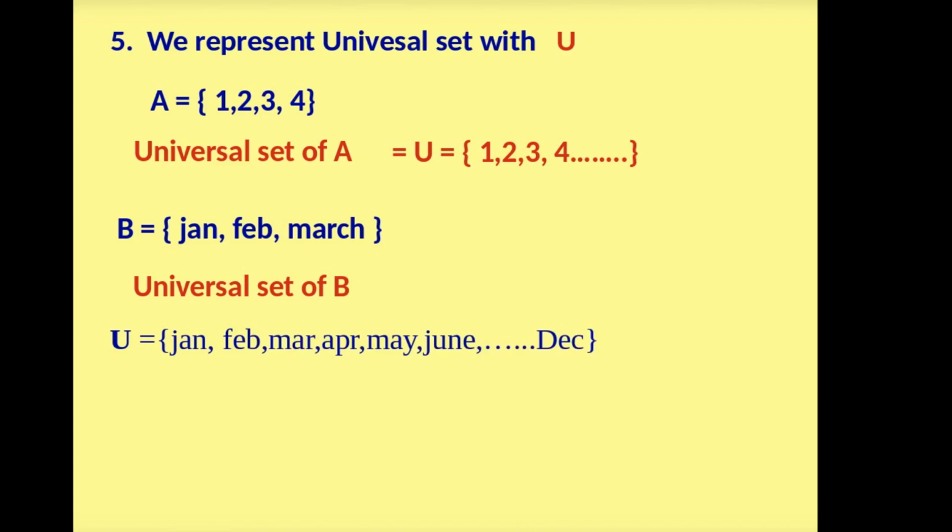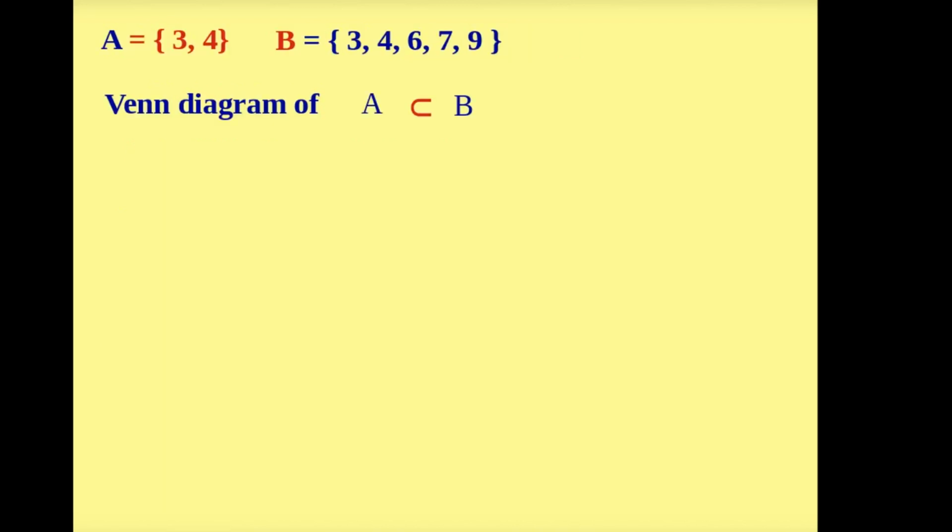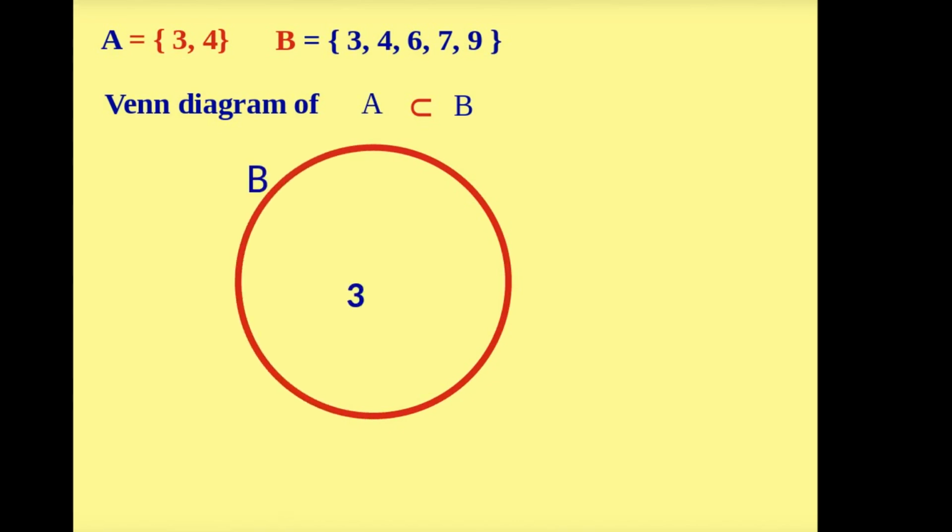Again, A = {3, 4}. B = {3, 4, 6, 7, 8}. Now, Venn diagram of A is a subset of B. Now, B is the largest set which is having more elements and A is having some elements of B. Therefore, it lies inside the B.